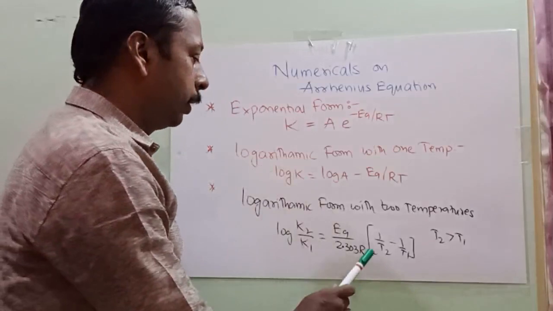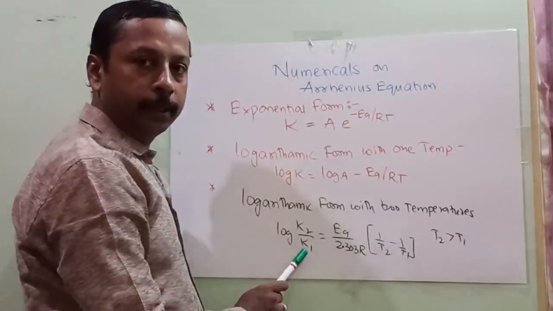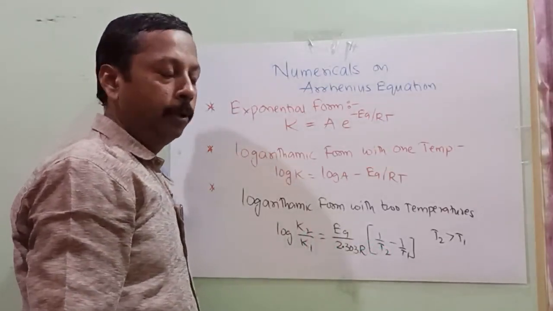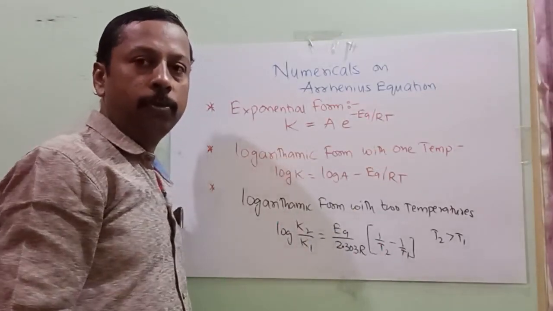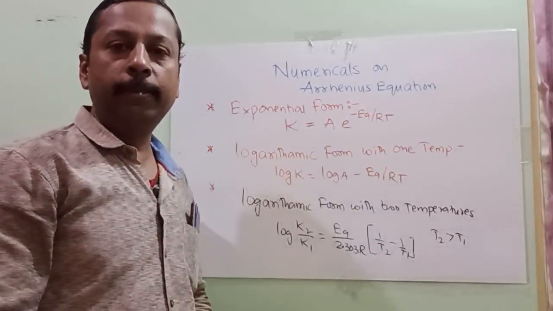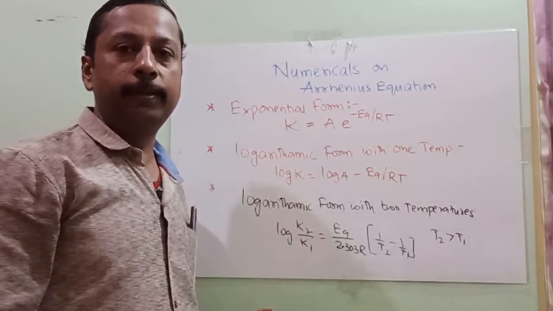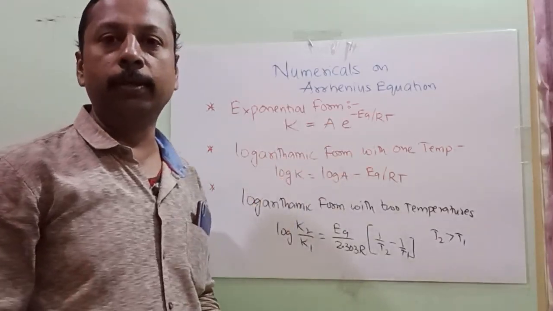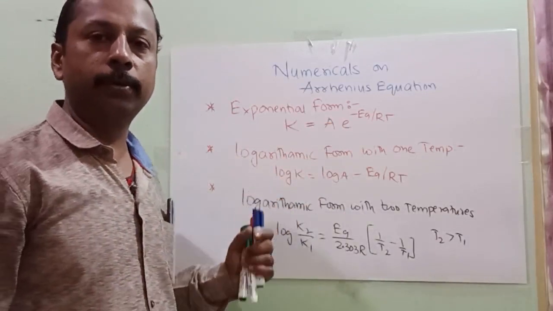So let us take that at temperature T1, the rate constant is K1, and at temperature T2, the rate constant is K2. The derivation of this equation was already given to you in the previous lecture, where I explained how it is derived. Is it understood? Make a note of it, and we are going to start numericals based on this.